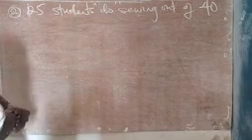Look at this one. We're told that 25 students do sewing out of 40. 25 students do sewing, that is, they learn how to sew clothes, out of 40.